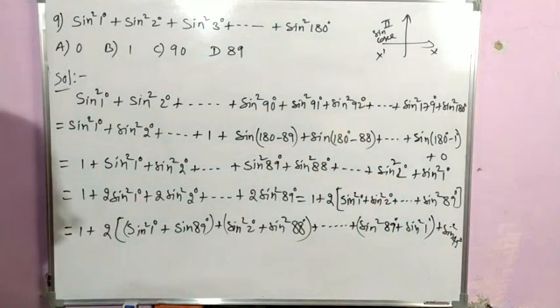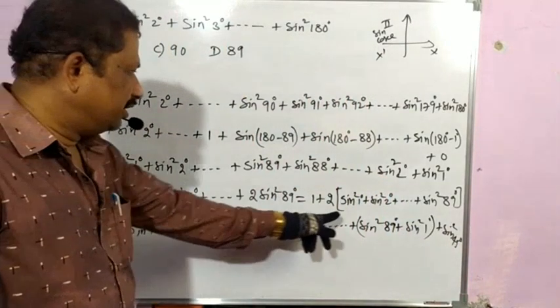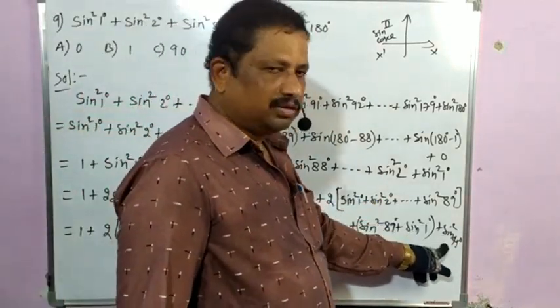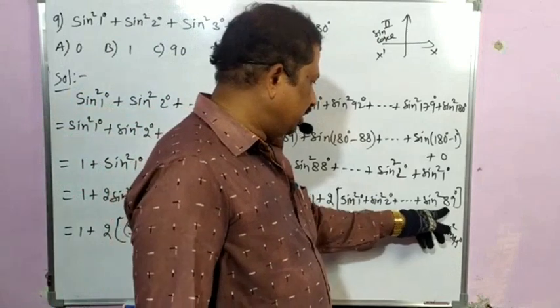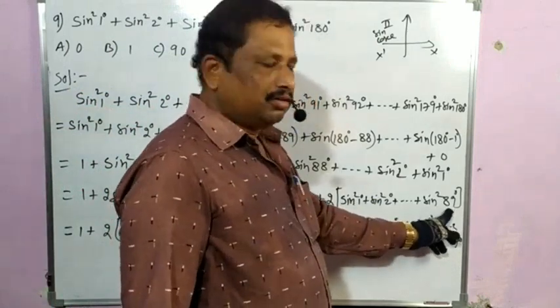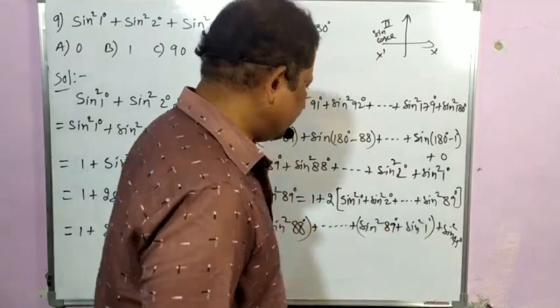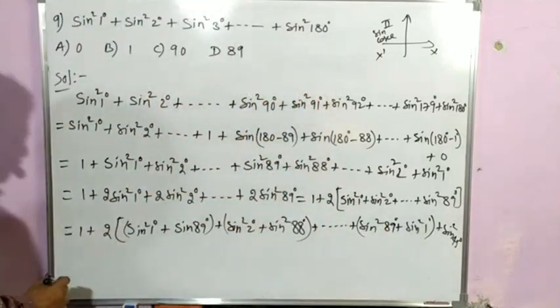Clear? From 89, in total we have 89 sine squares here. If you remove 45 from this, we get 88 sine squares in pairs.